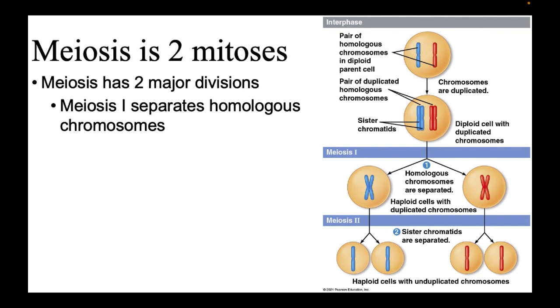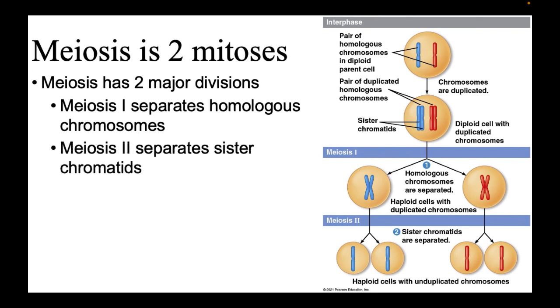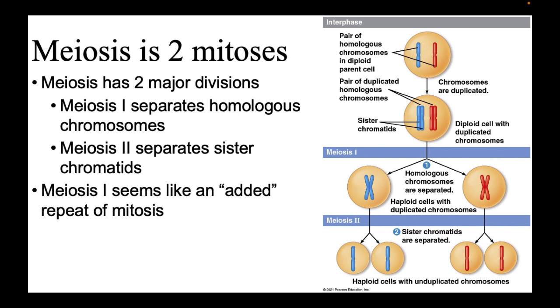It's annoying, I know. In meiosis one, we're going to separate those homologous chromosomes, which is kind of weird. And then in meiosis two, we're going to separate the sister chromatids. Oh, separating sister chromatids, that's mitosis. So meiosis is kind of like doing mitosis twice, except the first part's a little jacked up. But it's still going to look kind of similar. It's just going to be the second part that you say, oh, I recognize that. I've got that one figured out.